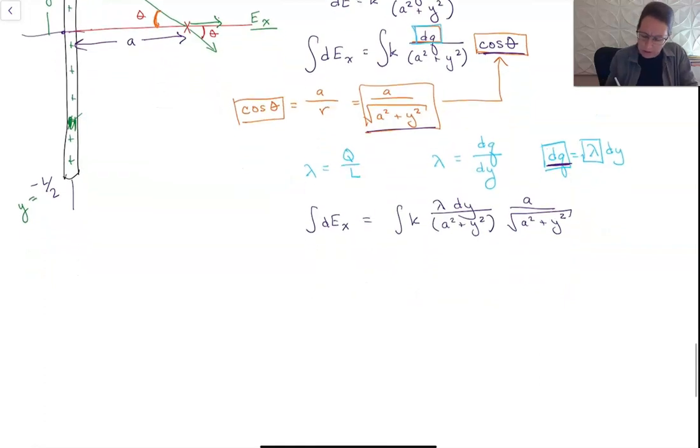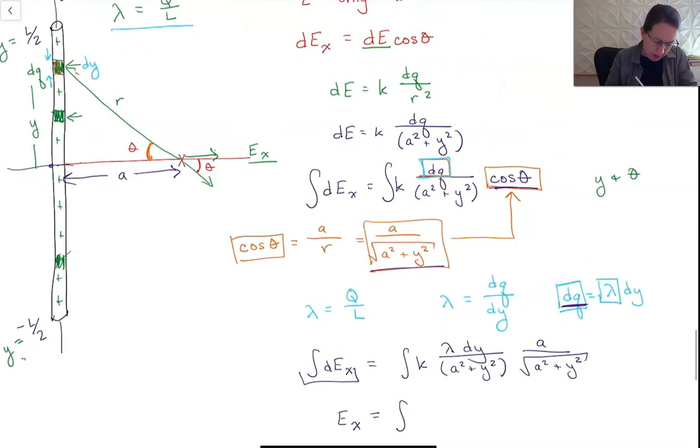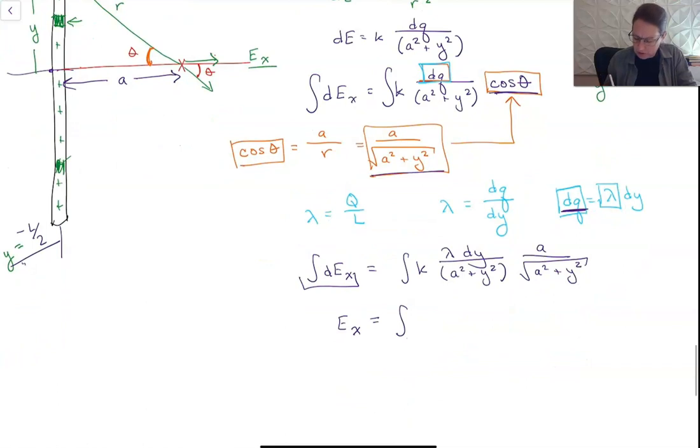So what we can recognize is that this is just Ex, right? Integral of a derivative is that value. That's what the fundamental theorem of calculus says. This gives us, from our y values, remember we're going to integrate from y equals minus L over 2 to plus L over 2. So that's minus L over 2 to plus L over 2 are my limits of integration.